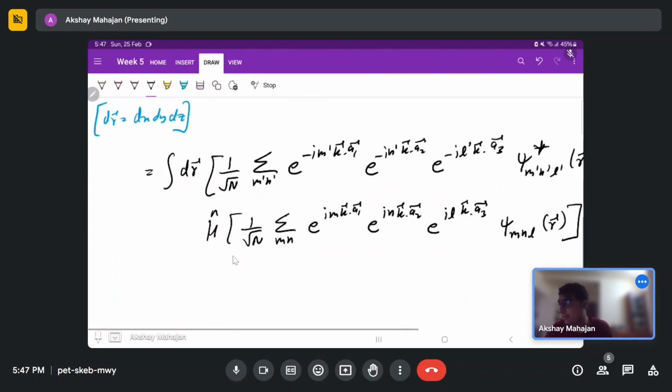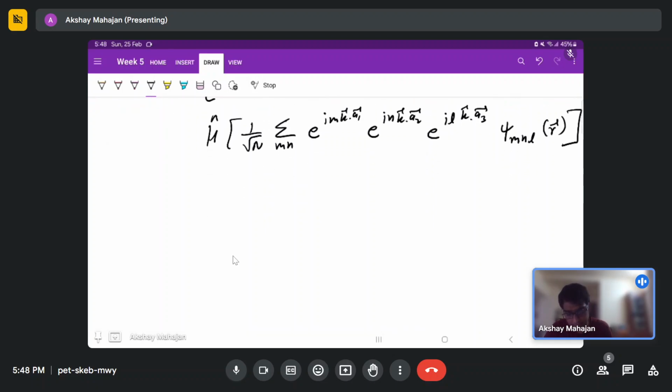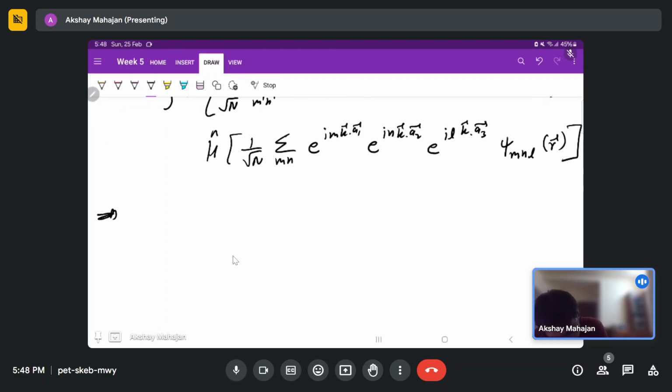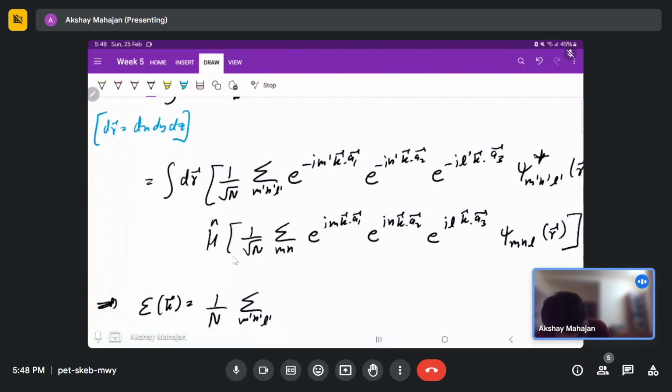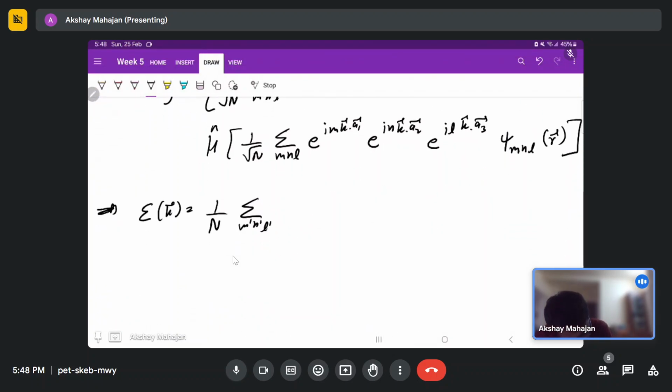Then again we can take out this 1 by N, so I can write this E of k vector in a similar manner as 1 by N, summation over m prime, n prime, l prime and m, n, l. We are in 3D now, so it will be m, n and l.